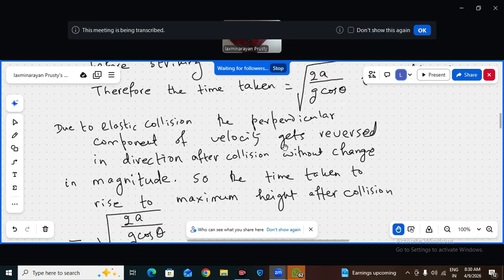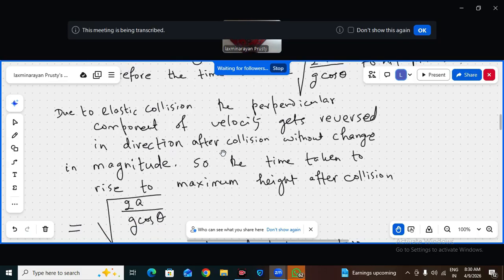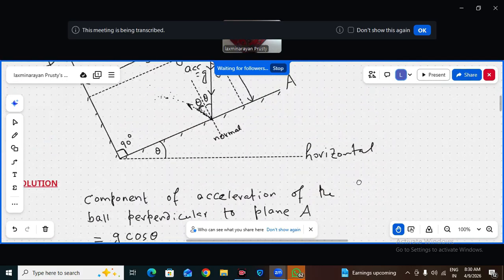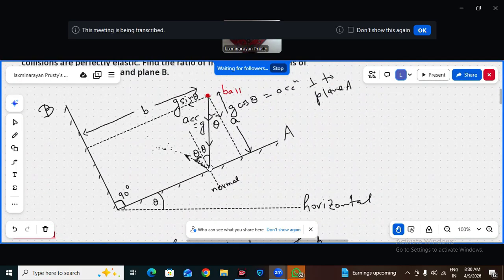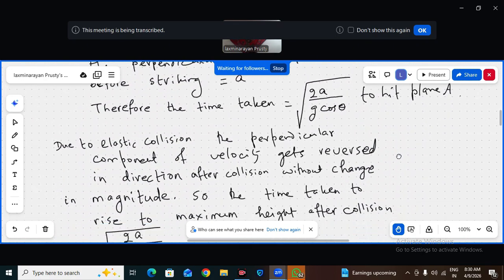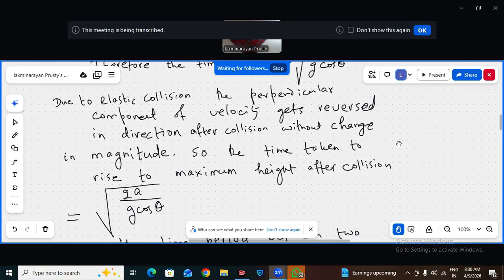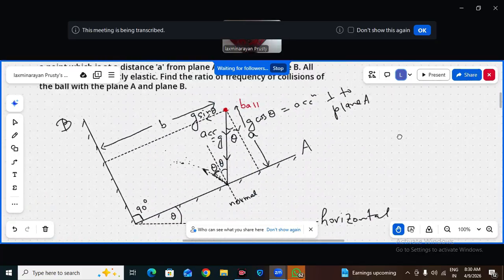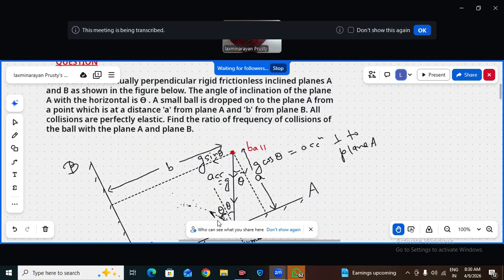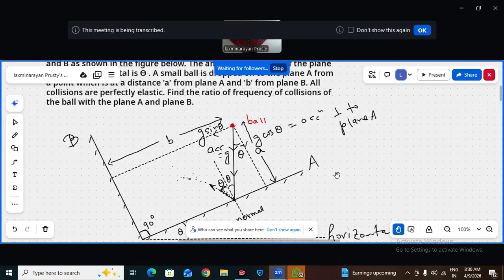The perpendicular component of velocity gets reversed in direction, but there is no change in magnitude. So what is the time taken to rise to the maximum height? The perpendicular component of velocity is the same as before collision. Whatever time it takes to fall from here, the same time it will take, with the same normal velocity going up, to reach the maximum height.